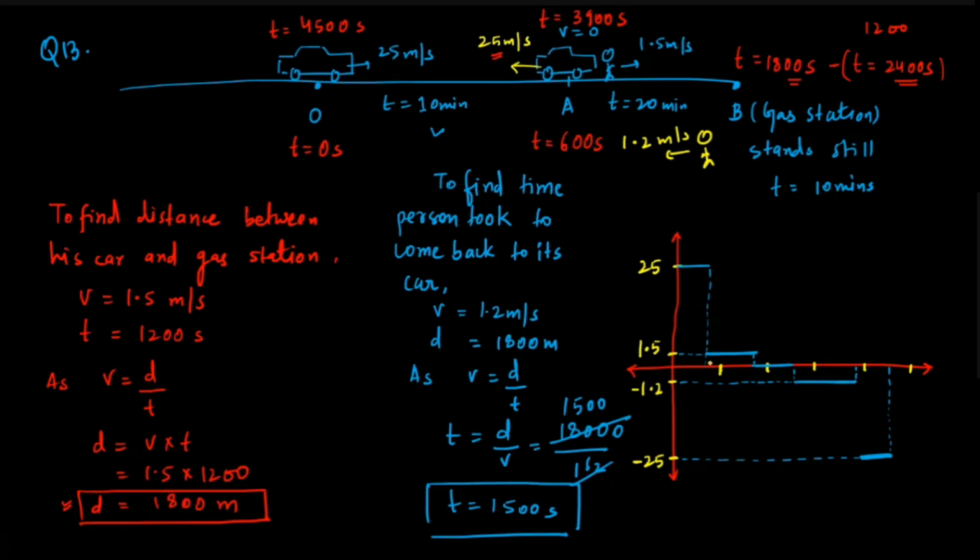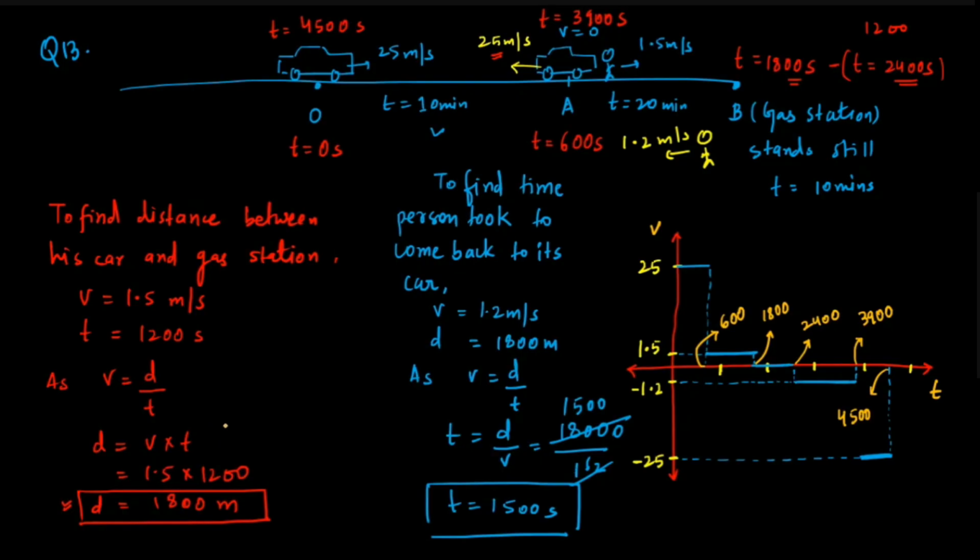So this time is 600. This time is 1800. This time is 2400. This time is 3900. And this is going to be 4500 seconds. So this is how you're supposed to draw a velocity time graph. Does this make sense? Yeah.